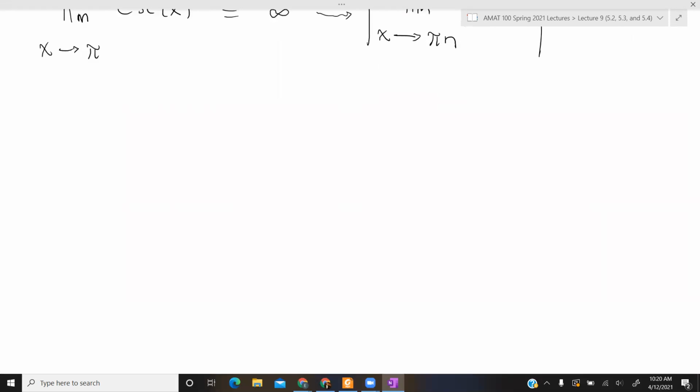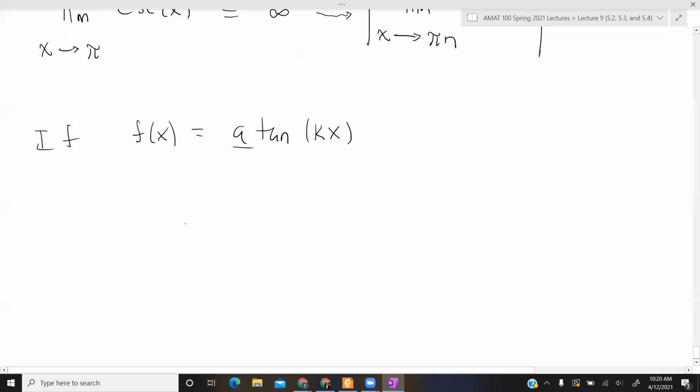So if you consider this function a times tan of x, the a is going to correspond to different things depending on whether it's positive or negative, less than 1, or greater than 1. It could do any number of things. a could reflect it if it's negative, it could stretch it vertically if it's some number greater than 1, or it could shrink it vertically if it's some number between 0 and 1. But the main focus is this value of k.